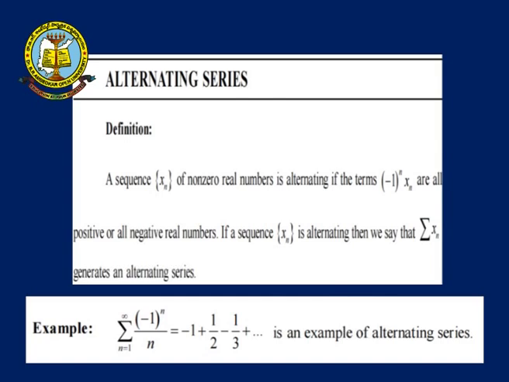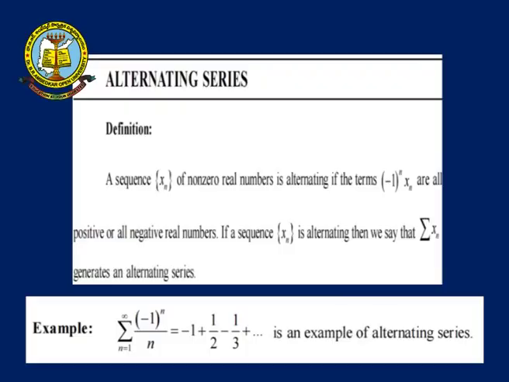Now, the series formation will be the sum from n equal to 1 to infinity of (-1)^n xn. This is an alternating series because some of the terms are positive and some are negative, alternately positive and negative, so we can decide the series is an alternating series. Each term can be represented by a given function. Here is one example: the sum from n equal to 1 to infinity of (-1)^n by n, equal to -1 plus 1 by 2 minus 1 by 3 plus and so on, is an example of an alternating series.